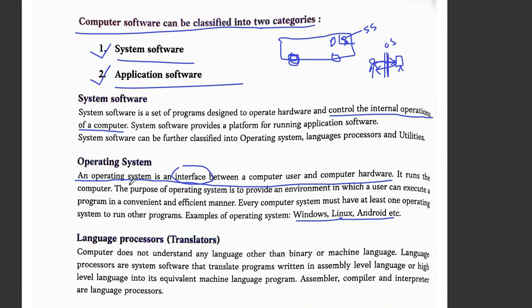Okay, an operating system is an interface between the computer user and the computer hardware. It runs the computer. The purpose of an operating system is to provide an environment in which the user can execute a program in a convenient and efficient manner.